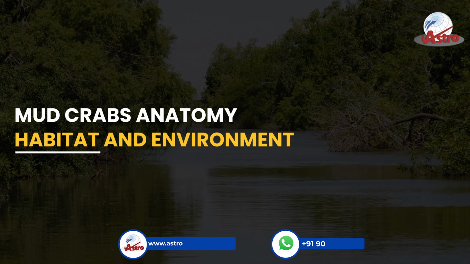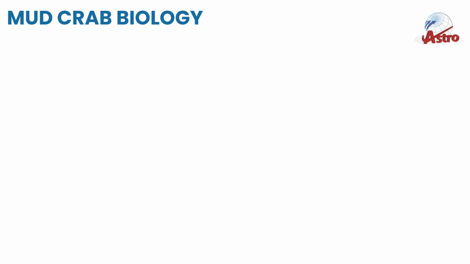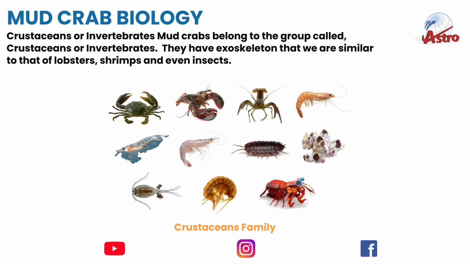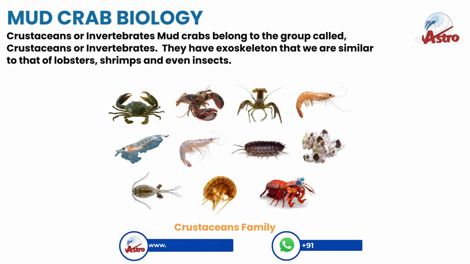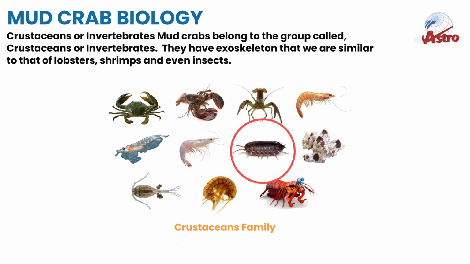Mud crabs anatomy, habitat and environment. Mud crab biology. Mud crabs belong to the group called crustaceans or invertebrates. They have an exoskeleton that is similar to that of lobsters, shrimps and even insects.